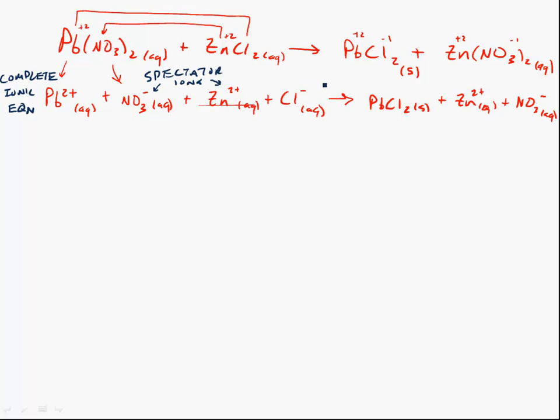And what you can do, I'll get to your question in a minute, Sarah, what you can do is just cross them out, because they don't do anything. They're just hanging out watching this reaction happen. They're spectator ions.